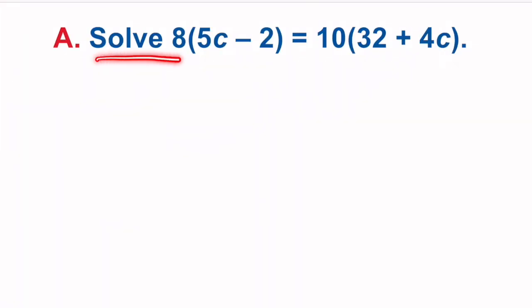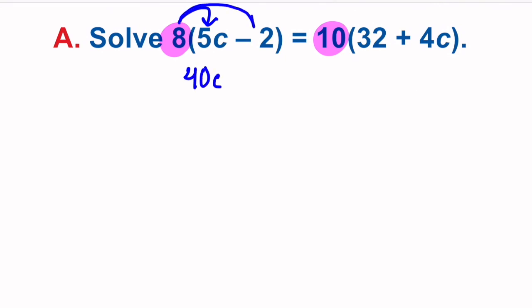So for this example, we have: solve 8 times (5c minus 2) equals 10 times (32 plus 4c). We're going to distribute inside the parentheses just like we did last time. On the left side we multiply the 8. So 8 times 5 is 40, and we keep the c, so it's 40c. Now we multiply 8 times 2, or you can say 8 times negative 2, which would be negative 16, or minus 16.